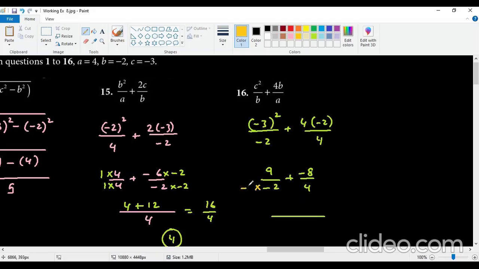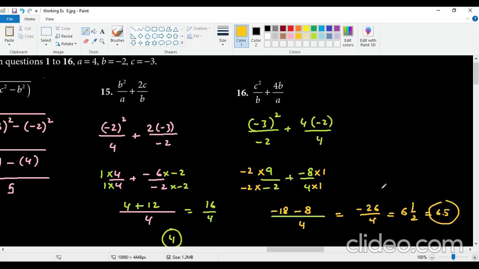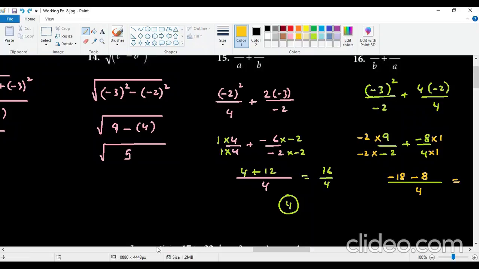We are going to make the denominators equal. I need to multiply this by negative 2 to make it a positive 4 and multiply this by 1. So I will multiply the numerator also by the same values. So this is going to give you a negative 18 and it's going to be minus 8. In the denominator, I will have a 4 as an LCM. So this is going to give you negative 26 divided by 4, negative 6 whole 1 over 2, or you can write 6.5 also. Both are going to be the same values.